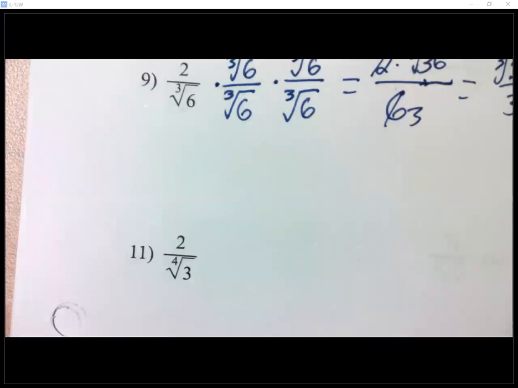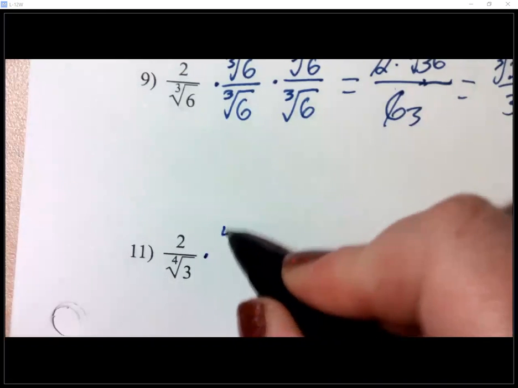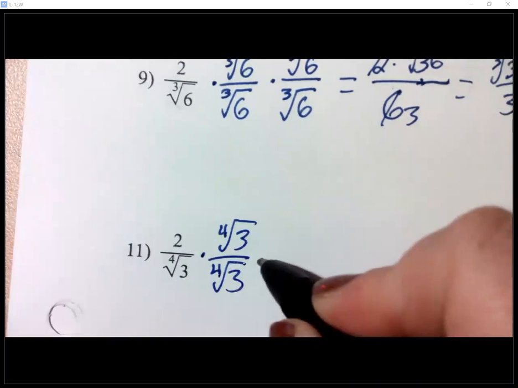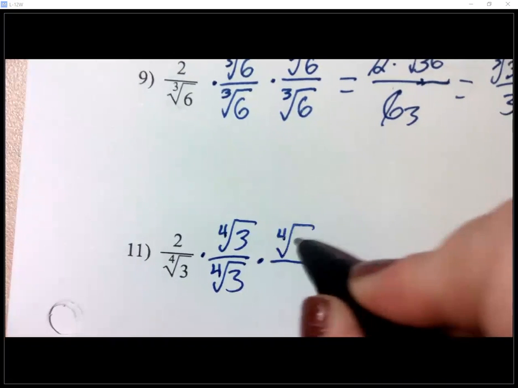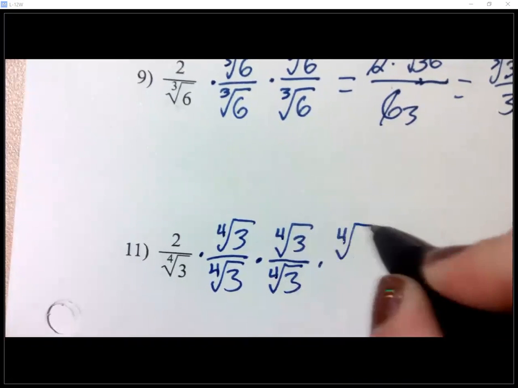This is a 4th root. So to undo a 4th root, I need to do it to the 4th power. So I'd have to do all of, now, there is a shortcut, but it's not really a shortcut. You don't have to write them all out, but I'm going to right now, just so you can see them all. Right, I need 4 of them to undo it.